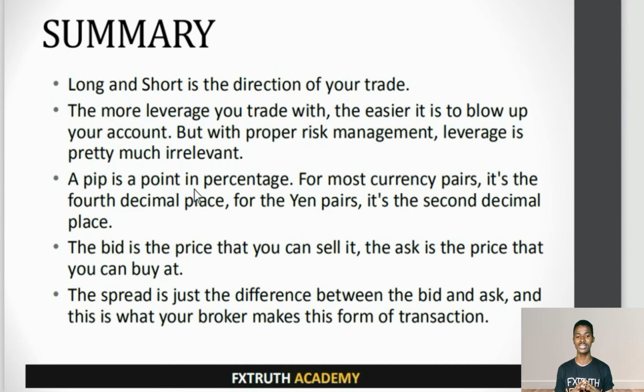So now another thing you must know is a pip is a point in percentage. A pip is the smallest movement in the forex market. For most currency pairs, we have the fourth decimal place, while for the yen market and some other currencies we have the second decimal place. So these are points in percentage. You will know them as you start trading the forex market.